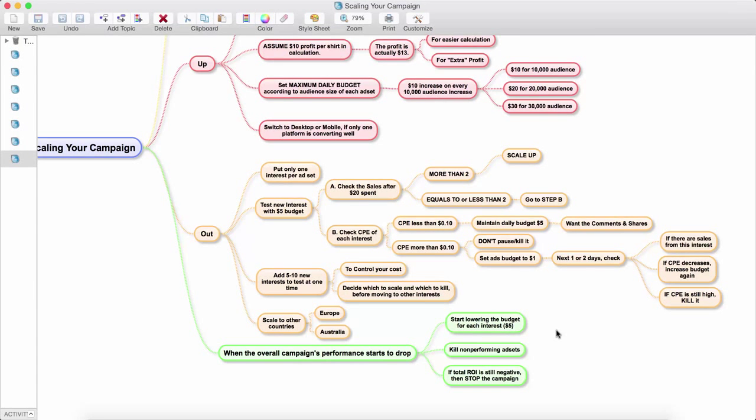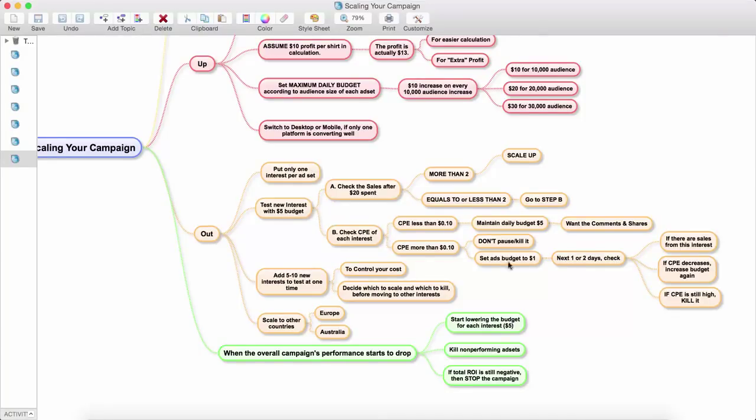Alright, so after performing scaling up, next you need to scale out. You find some interests to test. When you were doing targeting, you already collected a number of interests on hand, so you're going to use this list. You're going to take the interests from the list and use them for scaling. Remember to always put one interest per ad set, no matter how small the audience is. Even if it is as small as 8,000 audience, for example, still stick to creating one ad set for each interest. Then you test a new interest with a $5 budget.